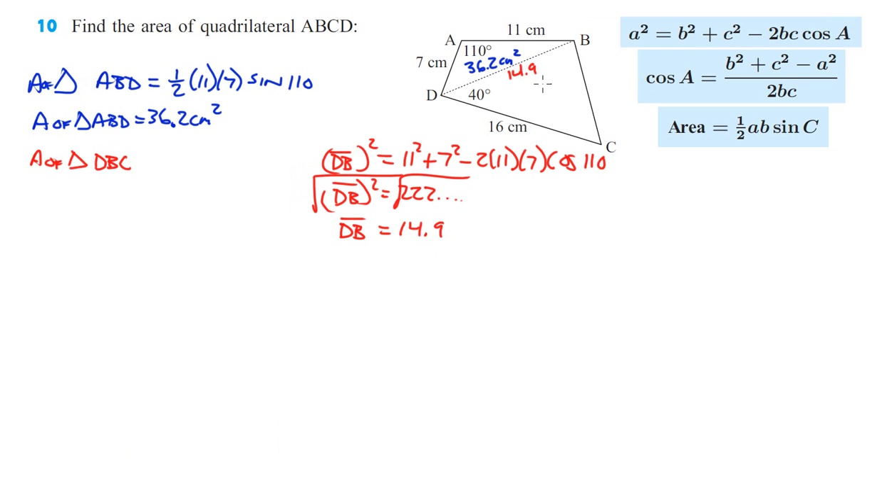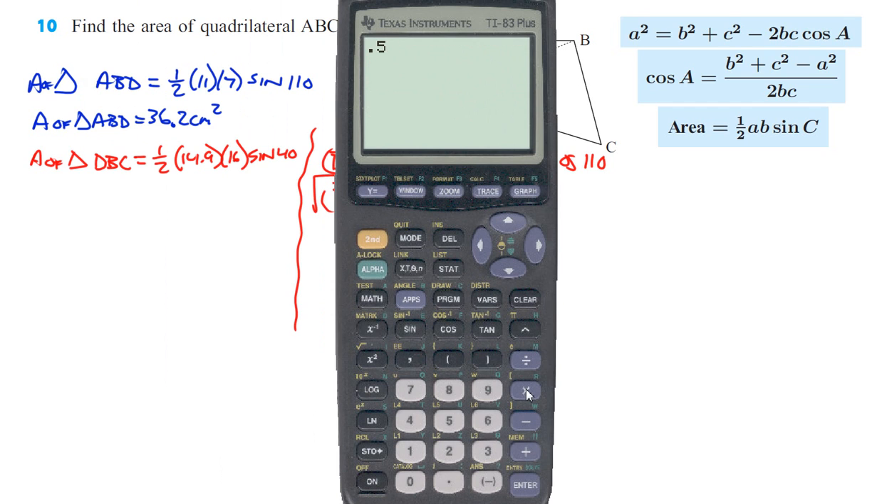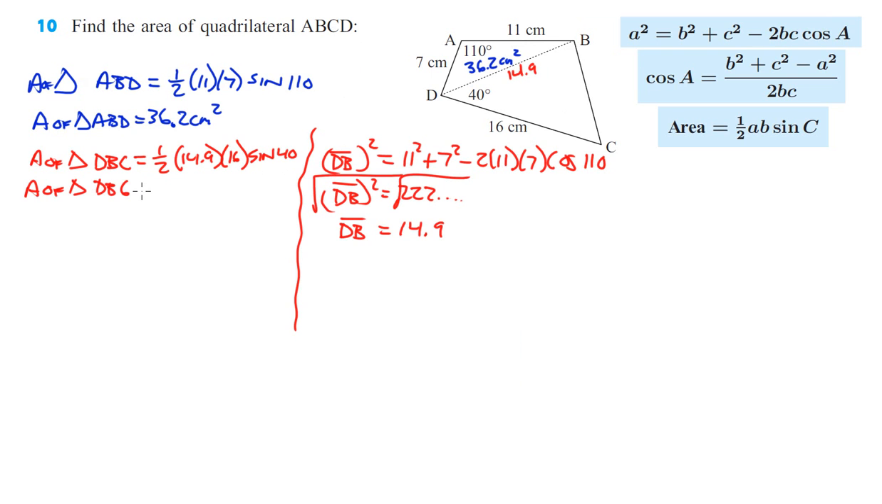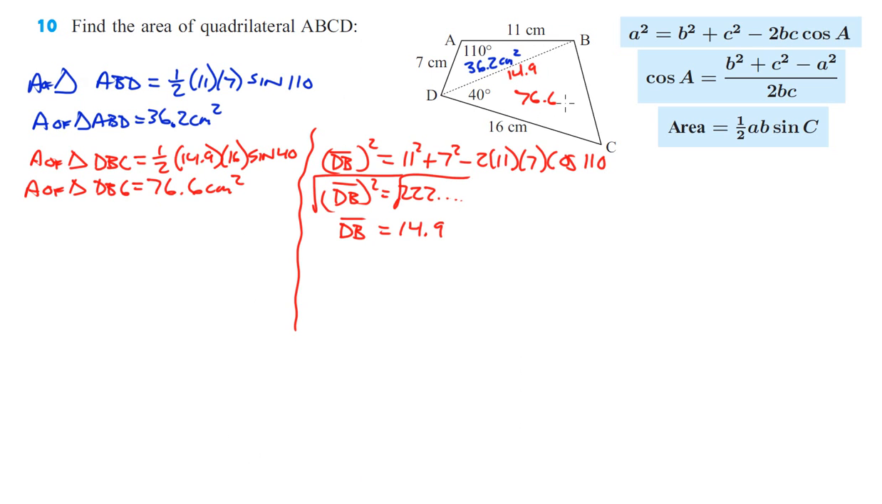So this 14.9. Now we have enough information to plug that into the area formula, because now we have the two sides and the included angle. Okay, so area of DBC is going to equal 1/2 of 14.9 times 16 times sine of 40. All right, so let's put that one in, see what we get, add them together, and we're good to go. 0.5 times 14.9 times 16 sine of 40 gives us 76.6. So area of triangle DBC is 76.6 square centimeters.